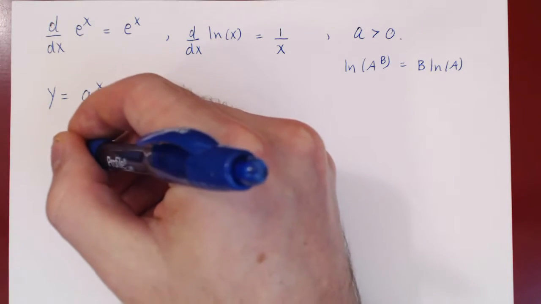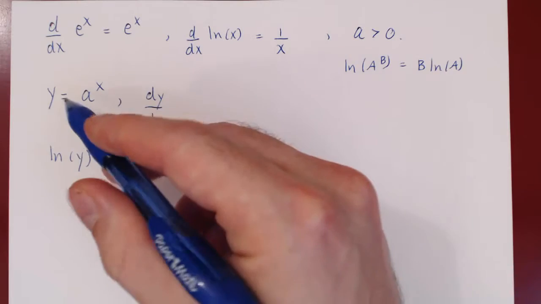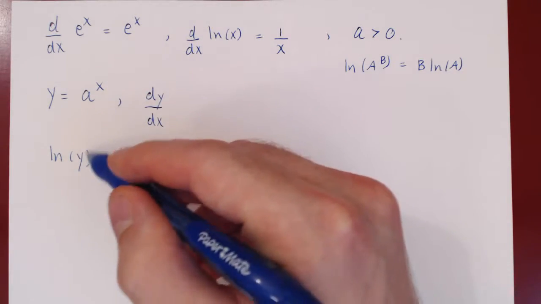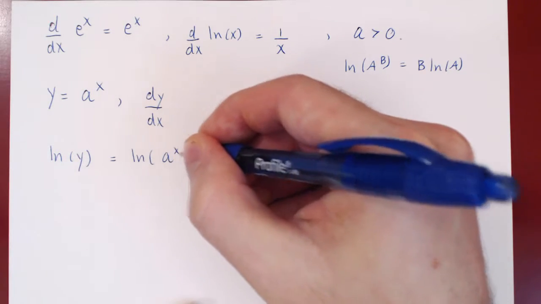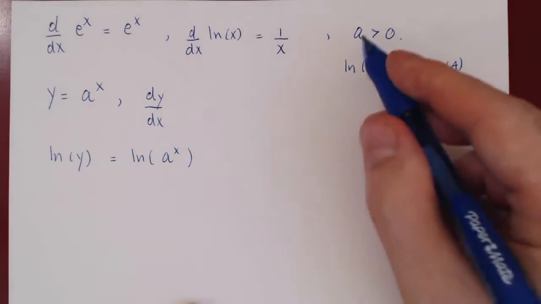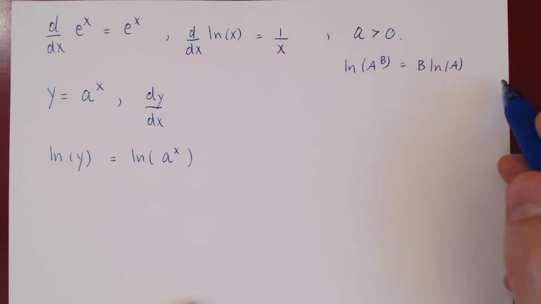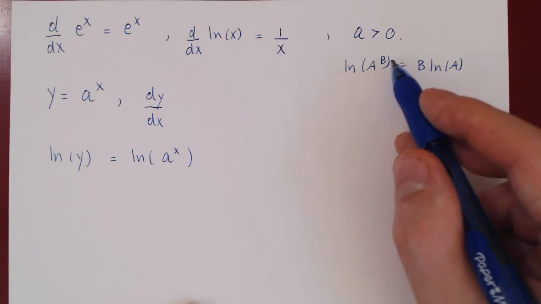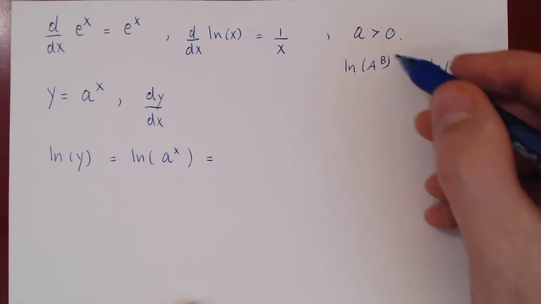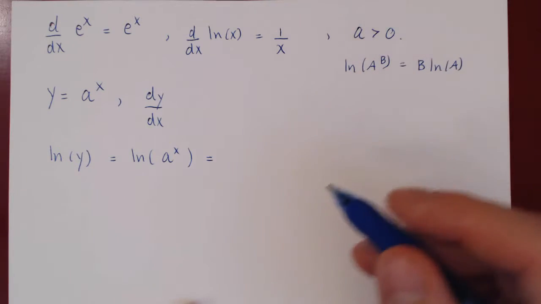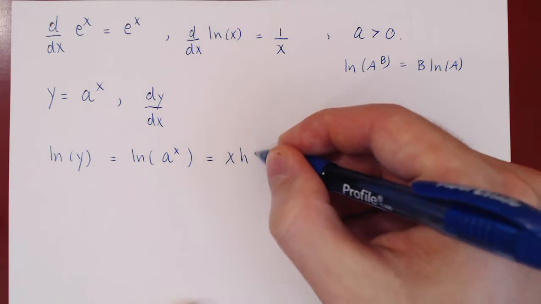So ln of y equals, well, now y is equal to a to the x. So you can replace y by a to the x. You'll have the ln of a to the x. And now since a is positive, we can use the property of the logarithmic function, where ln of a to the b is equal to b ln of a. We can remove the exponent outside of the ln. So this will simply be x times ln of a.